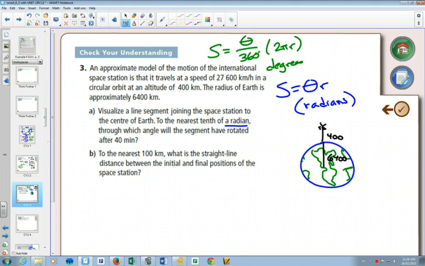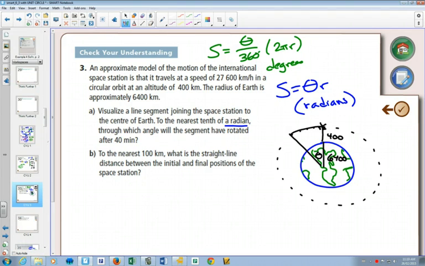Okay, so there's our picture. It's traveling in a circular orbit around the Earth at a certain speed, 27,600 kilometers per hour. In 40 minutes, how far will this space station travel? Well, it's going to go along here a certain distance, and then we're going to have to find that certain angle. I don't know if I've drawn it long enough, but I just sort of got the basic idea.